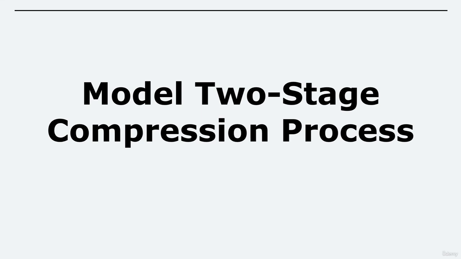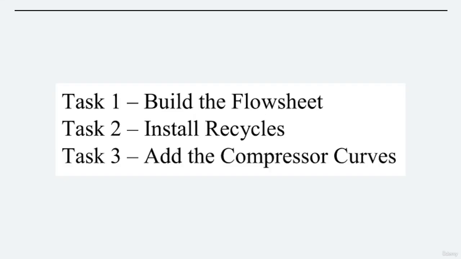In this video simulation, feed gas enters a compressor station at about 1725 kPa and is to be delivered at 6900 kPa after two compression stages. Each stage consists of a compressor model, aftercooler, and knockout drum. Liquids from each separator are recycled back to the previous stage after the pressure has been reduced. This video includes the following tasks: build the flow sheet, install recycles, add the compressor curves.